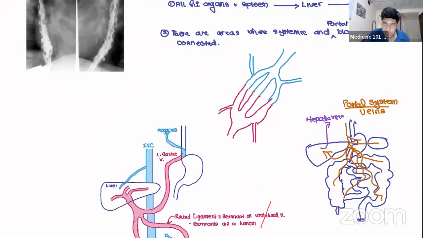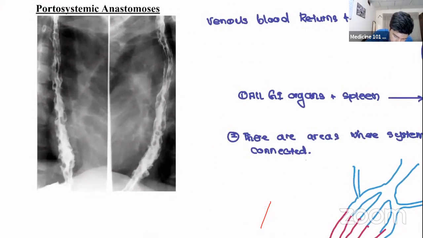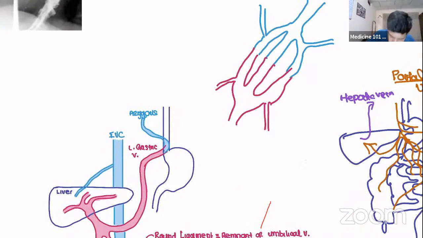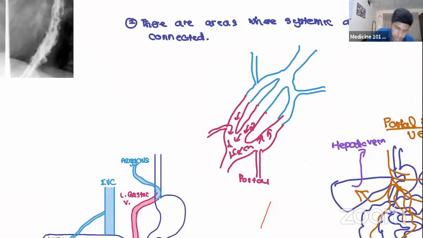However, you need to understand this thing. There are places, let's take the esophagus for example. This is the esophagus. There are places in which the systemic circulation and the portal circulation join like this. There are places like this, okay? But the blood never mixes. If this is the portal system, the blood in this will never mix with the systemic blood. Okay?